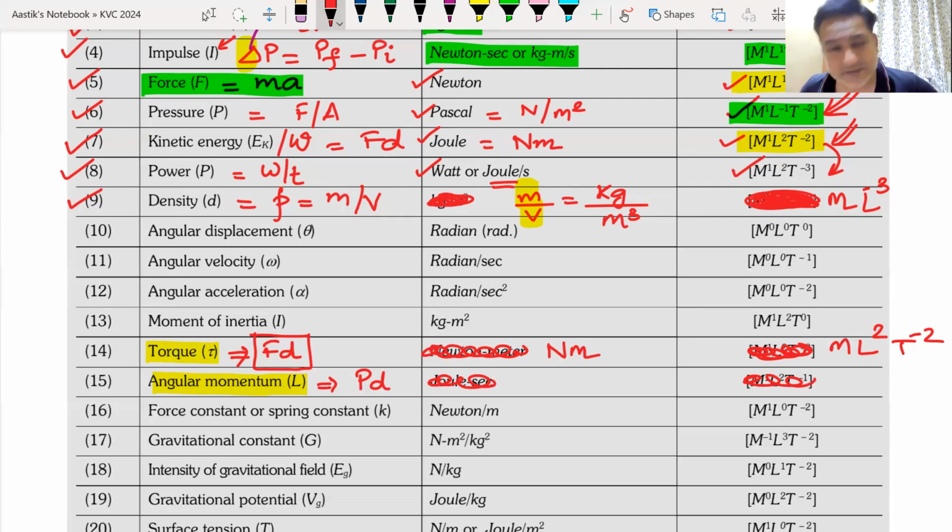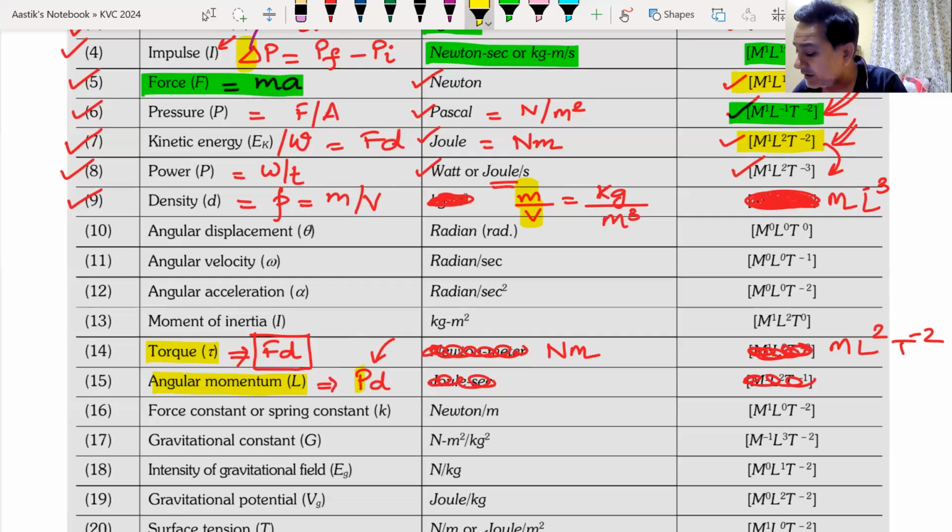Yes, you always are making a mistake in multiplication and division. Whenever it is multiplied, you are saying it is divided. Whenever it is divided, you are saying it is multiplied. So please have a look. Angular momentum: rate of change of momentum is force. So momentum is force multiplied by time, and then you multiply it by distance. If you can't understand it in terms of Newton and meter, Newton and joule, don't worry. Remember the formula.